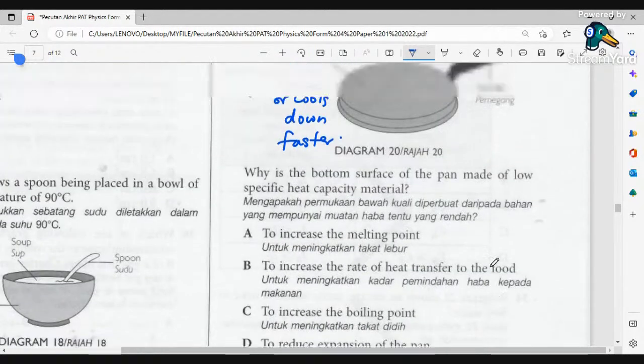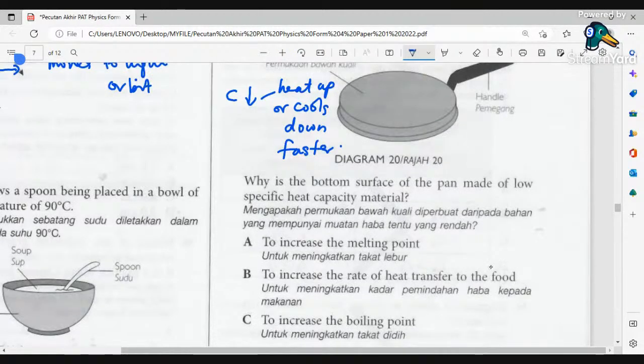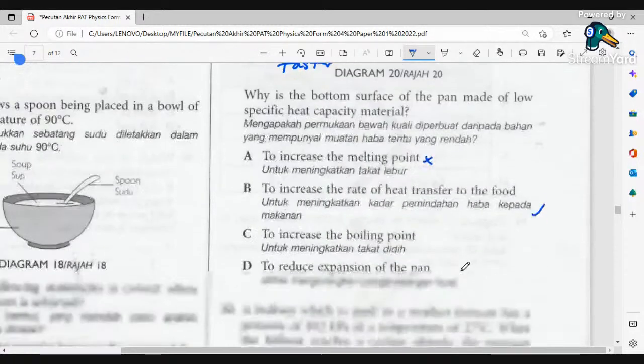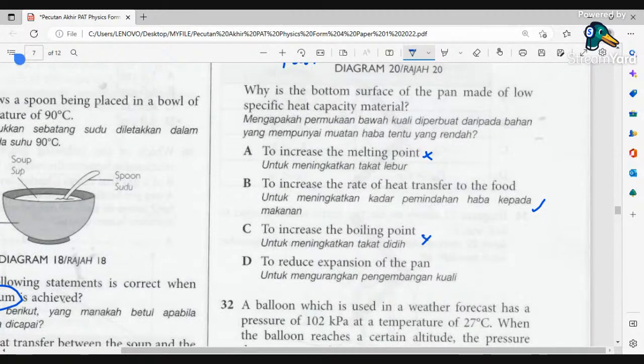Increase melting point. Melting point tak boleh increase, kena it depends on material tu sendiri ya. Increase rate of heat transfer to the food. Heats up faster, jadi rate of heat transfer is higher. Ini kan. Boiling point, melting point semua tak boleh. Reduce expansion. Increase rate of heat transfer to the food. So thermal equilibrium can be achieved faster.